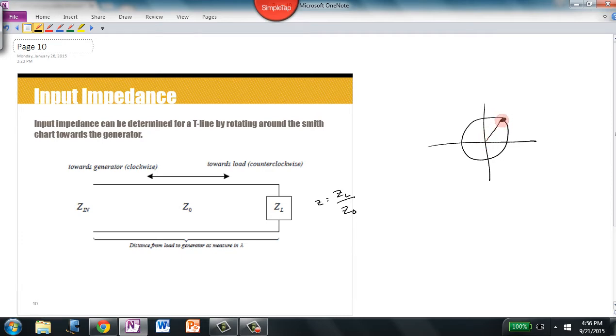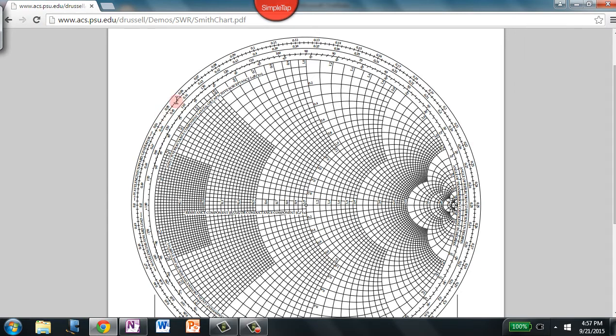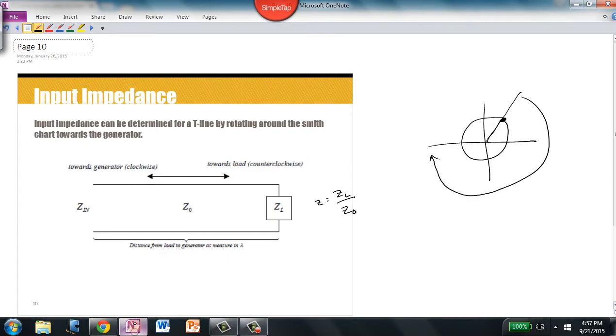We draw a line from the center of the Smith chart to that operating point, and if we rotate this arc clockwise according to the gradations on the "wavelengths towards the generator" scale, that moves us in lengths of lambda along a transmission line.